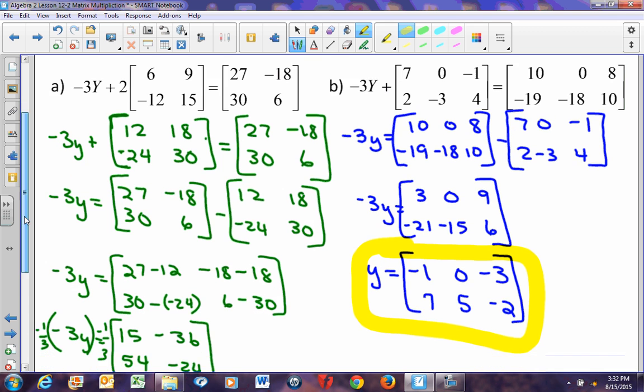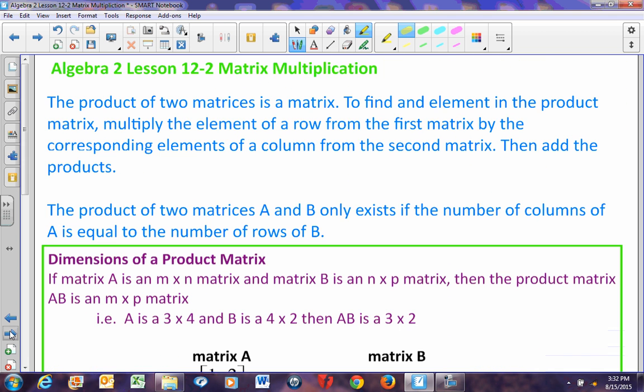Now let's take a look at matrix multiplication, which is a bit more complicated. The product of two matrices is a matrix. To find an element in the product matrix, you multiply the elements of the row from the first matrix by the corresponding elements of the column of the second matrix, and then add the products. However, the product of two matrices, A and B, only exists if the number of columns of A is equal to the number of rows of B. Okay? Sometimes that's a little bit confusing, creates a little bit of confusion for people. The dimensions of a product matrix.